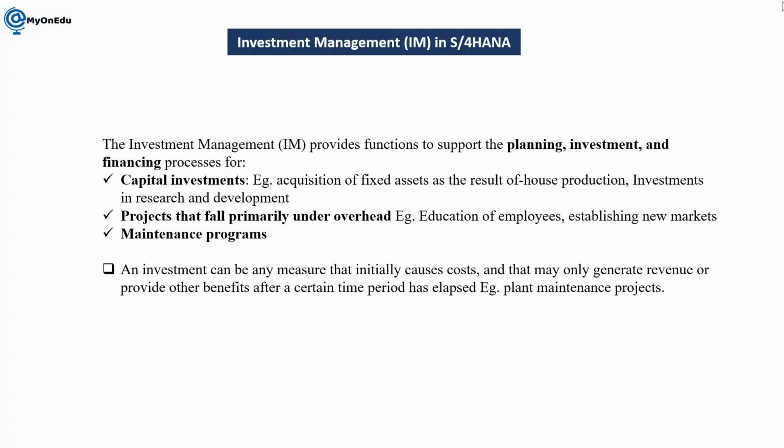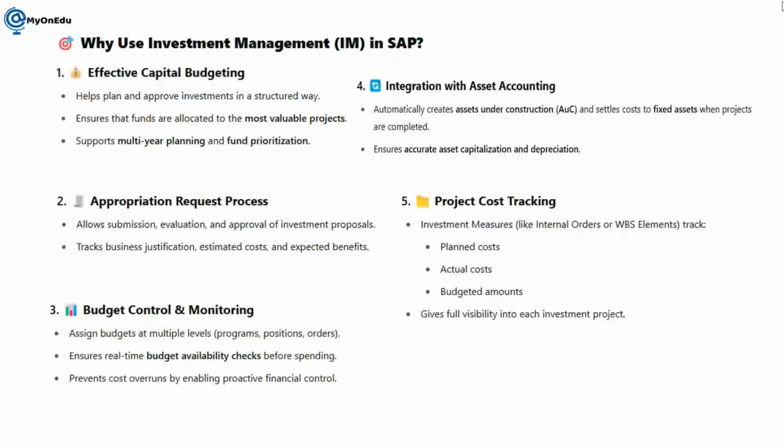Why do we use investment management in SAP? As of now, I'm just going through this slide, but once you go further and understand the different transactions in IM, it will automatically be understood. We are going to understand this complete module in the same steps. It helps us in effective capital budgeting, then the appropriation request process, then budget control and monitoring, then integration with asset accounting, and then project cost and tracking. So these are the major areas where IM is helping us.